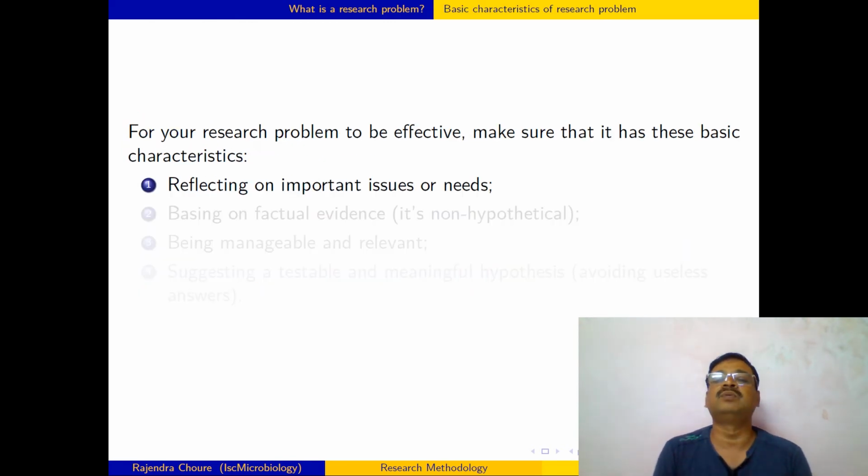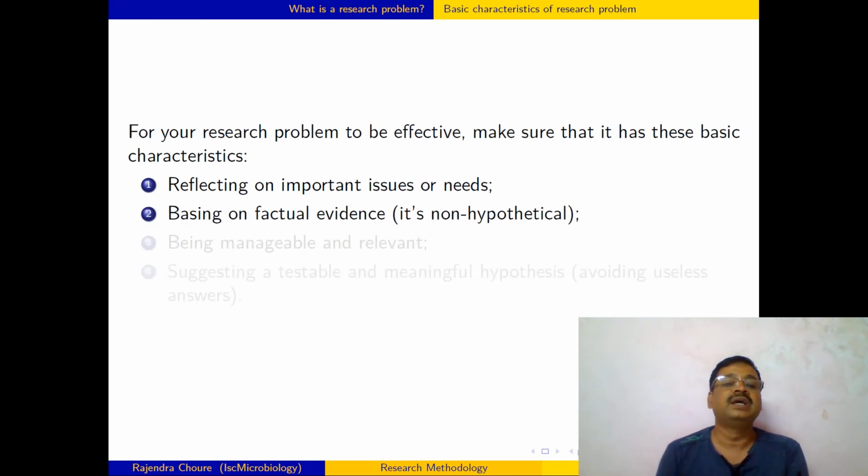And for your research problem to be effective, you have to understand the following things. Your research problem shall reflect important issues or needs that are necessary. Your research problem shall be applicable. It shall be based on factual evidence, that is, non-hypothetical. Your research problem shall be verifiable. That is one thing. Facts shall be the basis of the problem, not emotions, not beliefs.